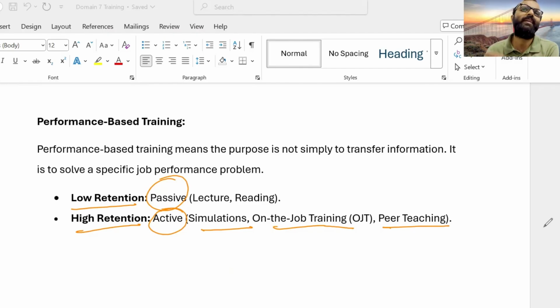When you are just reading and learning, you will not recall in the examination. But when you are teaching someone, when you are doing, when you are demonstrating, which is active learning, you can easily recall in the examination.